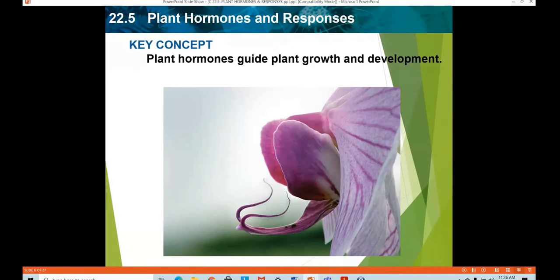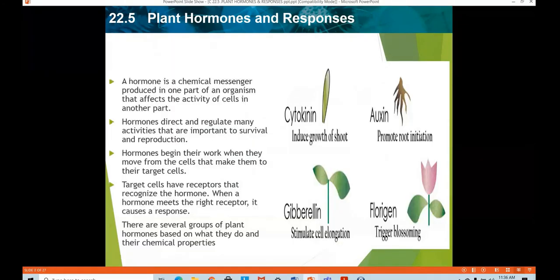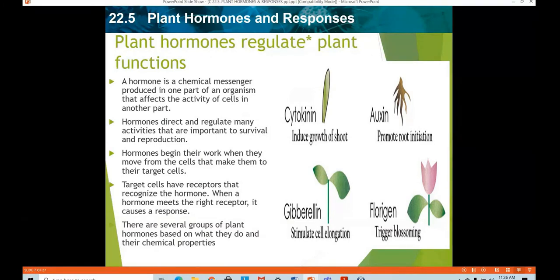The key concept for this topic is plant hormones. They guide plant growth and development. And we are going to talk about the 4 plant hormones, which are cytokinins, auxins, gibberellins, and florigens. So we discussed in the last class about how the hormones help in the plant growth.